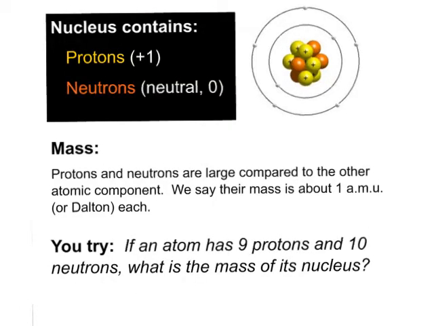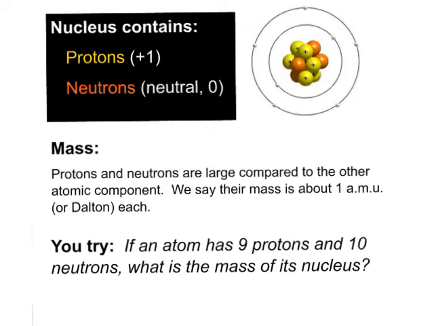Here we see protons are represented by the yellow spheres. You can think of protons as +1 charge. They're a positive charge. Neutrons, right here, are neutral. They're 0 charge. They just do not have an electric charge. Right there, those are the neutrons in orange.